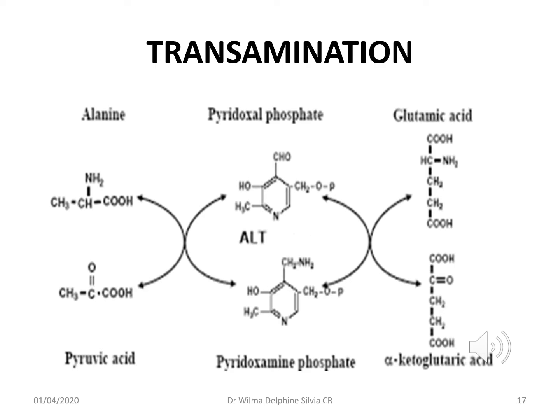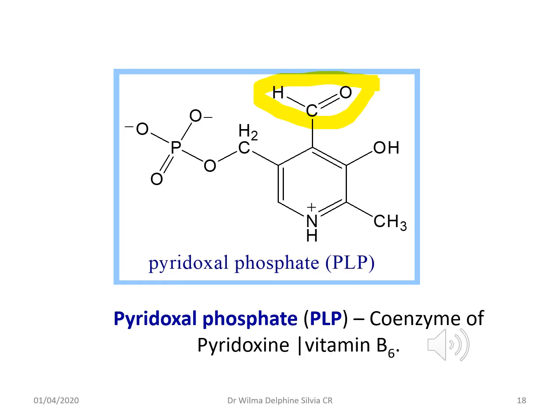Pyridoxamine phosphate reacts with alpha ketoglutarate, the original keto acid, which accepts the amino group from the pyridoxamine phosphate to get converted into the new amino acid, glutamic acid, with the release of pyridoxal phosphate in presence of the transaminase. This is the structure of pyridoxal phosphate, which is a coenzyme of vitamin B6. Here we can see the highlighted structure, indicating that the aldehyde group of pyridoxal phosphate is very important for the transamination reaction.